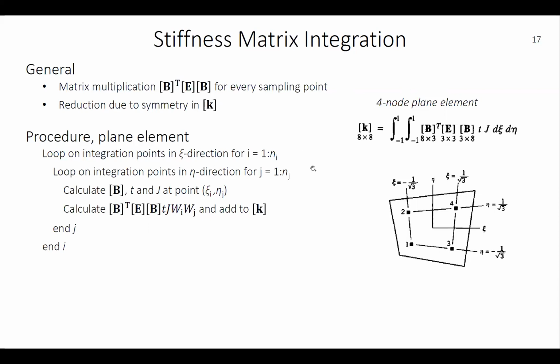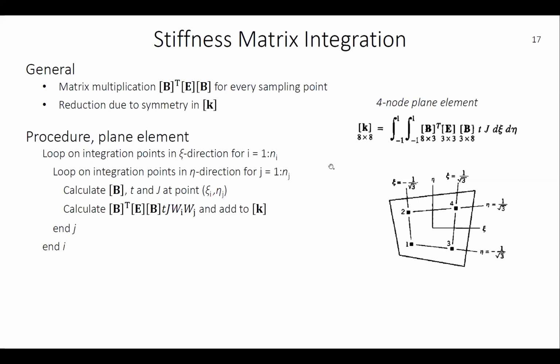So if you have a 2 by 2 integration rule, Ni and Nj is 2. So for each element, you calculate the B matrix, have a thickness that may vary, and evaluate the Jacobian at the specific point. You calculate B transpose E times B, with inclusion of the Jacobian and these weighting factors, which will be the integral value of the stiffness matrix at that specific point. And you add that contribution to the local K matrix.